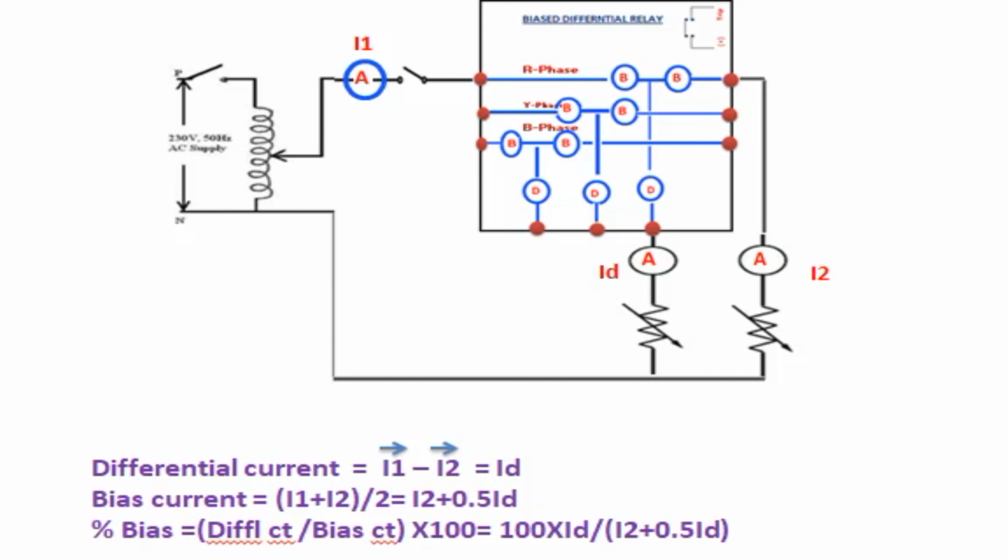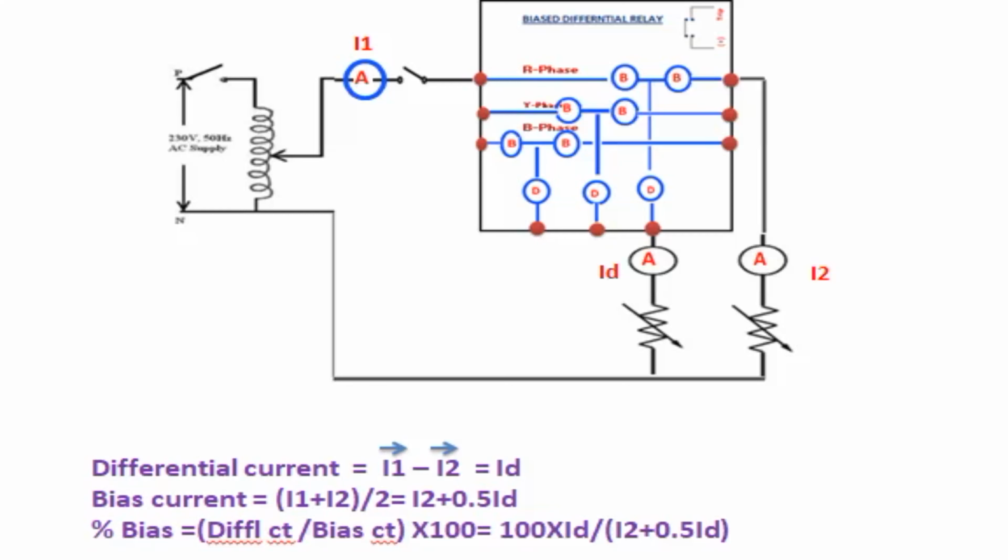The figure shows the connection diagram to test the biased differential relay. Now we are going to test the R phase. One variac is connected to an ammeter to measure I1, the input current. This ammeter is connected to the relay current input terminal through an SPST switch, single pole single throw switch. The current output terminal of the relay is connected to an ammeter to measure I2 and a rheostat to adjust the output current. The differential current terminal of the relay is connected to an ammeter to measure ID and a rheostat to adjust the differential current.